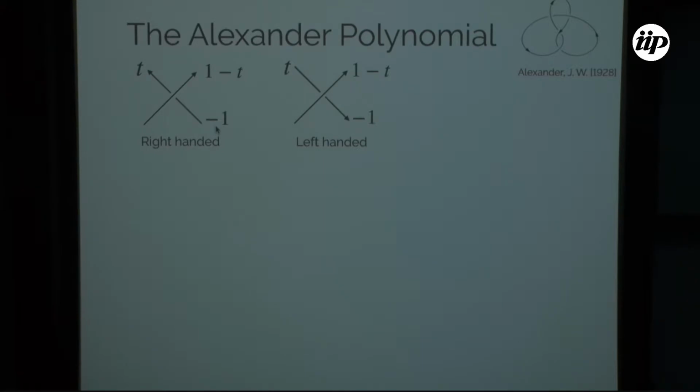I simply move and stand on the over-crossing of the knot, look at the left, and assign that crossing this 1 minus t in the polynomial. We'll see how we construct it shortly. To the left of me, I give that loop a t, and to the right of it, I give it a minus 1. And this helps me construct my knot polynomial.